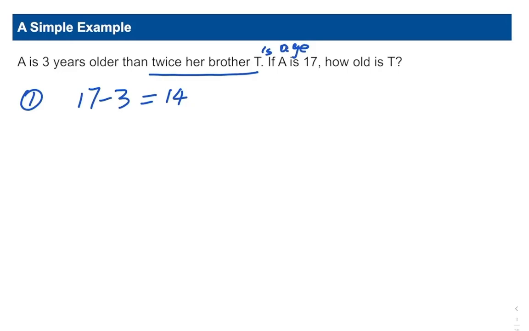Now, what is her brother T's age? That's going to be 14 divided by 2 equals 7. Without using a variable, we can find the answer.